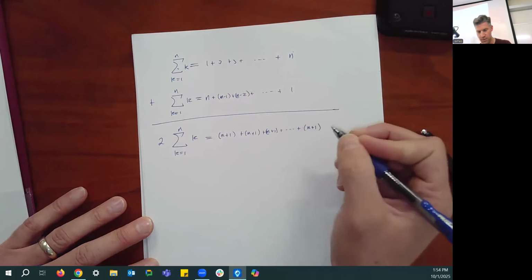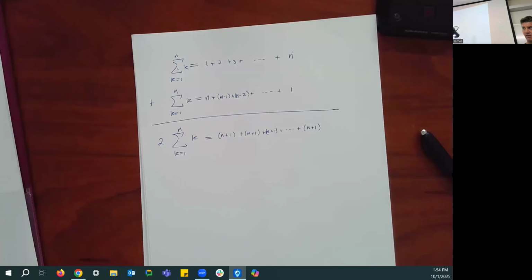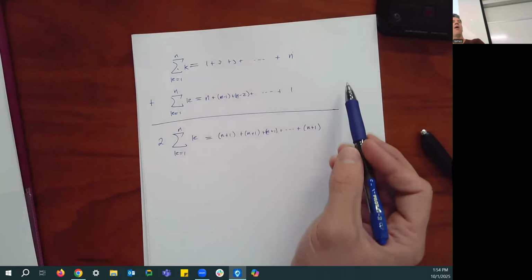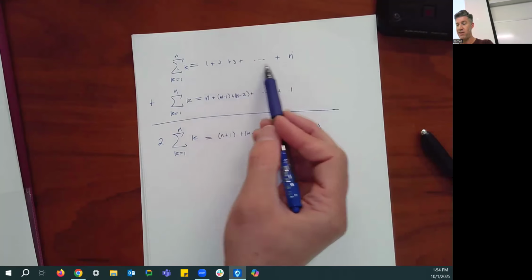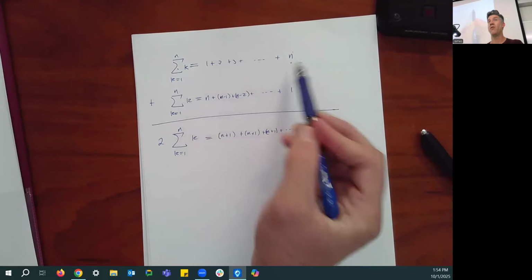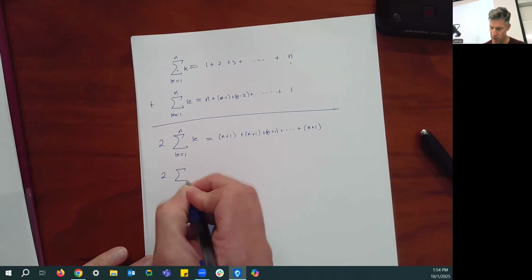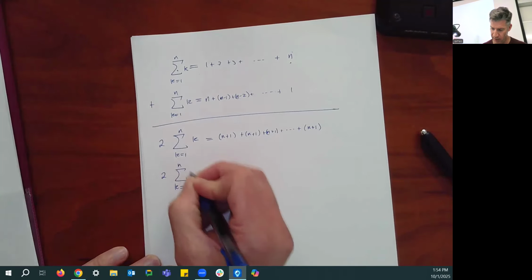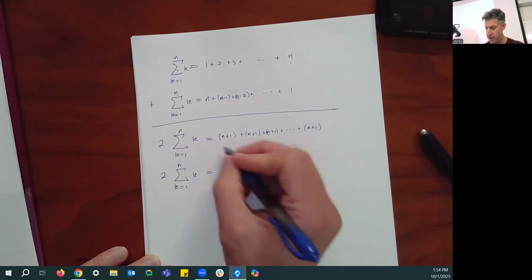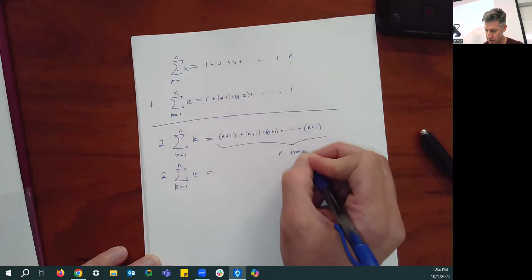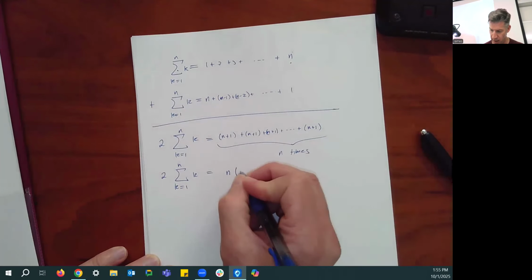Okay, important question. How many n plus 1s did we add together? How many terms are there that I've written out here? And I know I didn't write all of them, but there's 1, 2, 3, all the way to n terms. So if you add up n copies of a thing, that's really n multiplied by that thing. So we can write this as 2 times the summation from k equals 1 to n of k is equal to, well, this is occurring n times. So it's really going to be n times n plus 1.